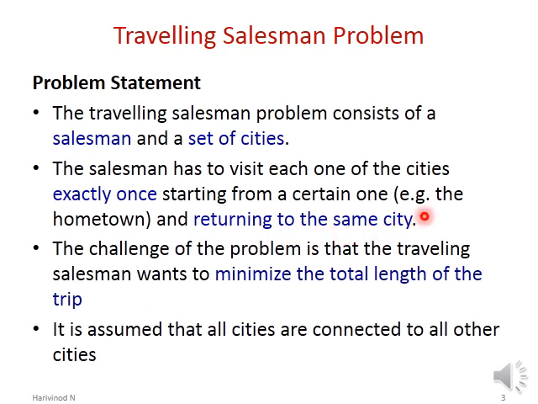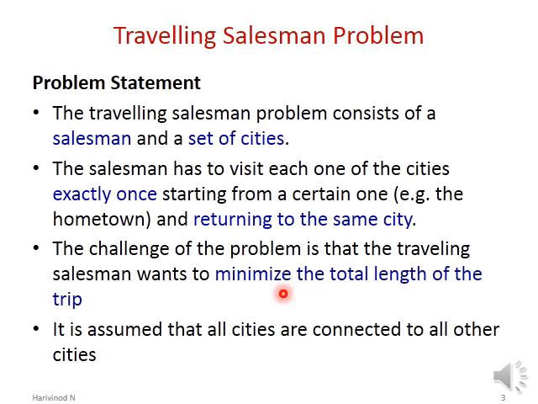I repeat, n number of cities, there is a salesman. Salesman will start from one city, will visit all the cities exactly once and return to the starting city. The challenge of this particular problem is the salesman should travel by minimizing the total length of the trip.